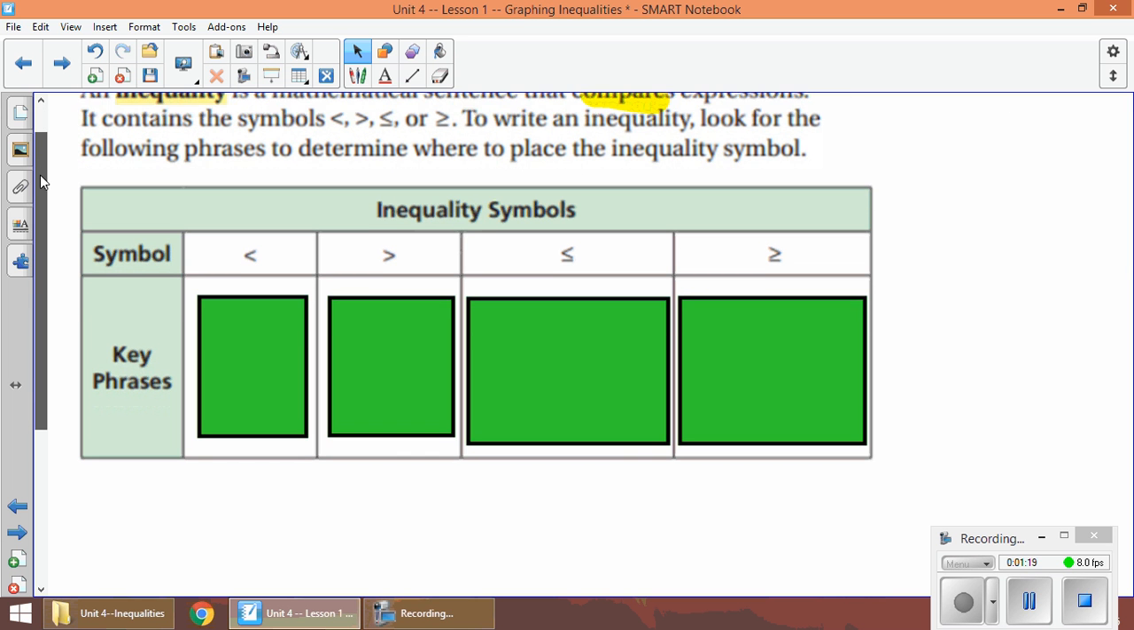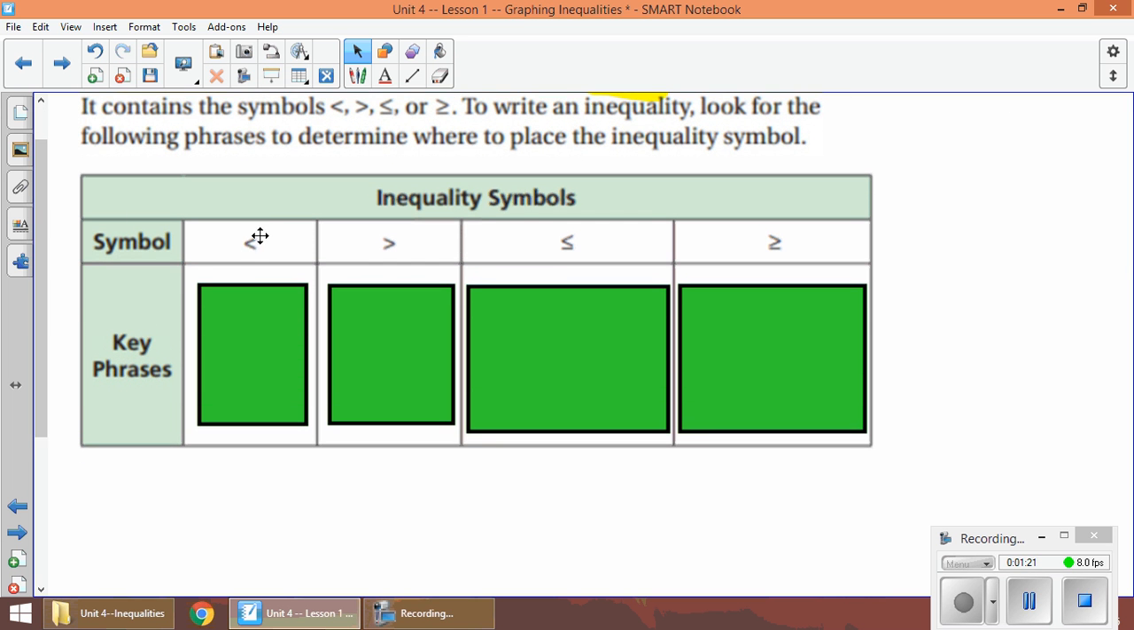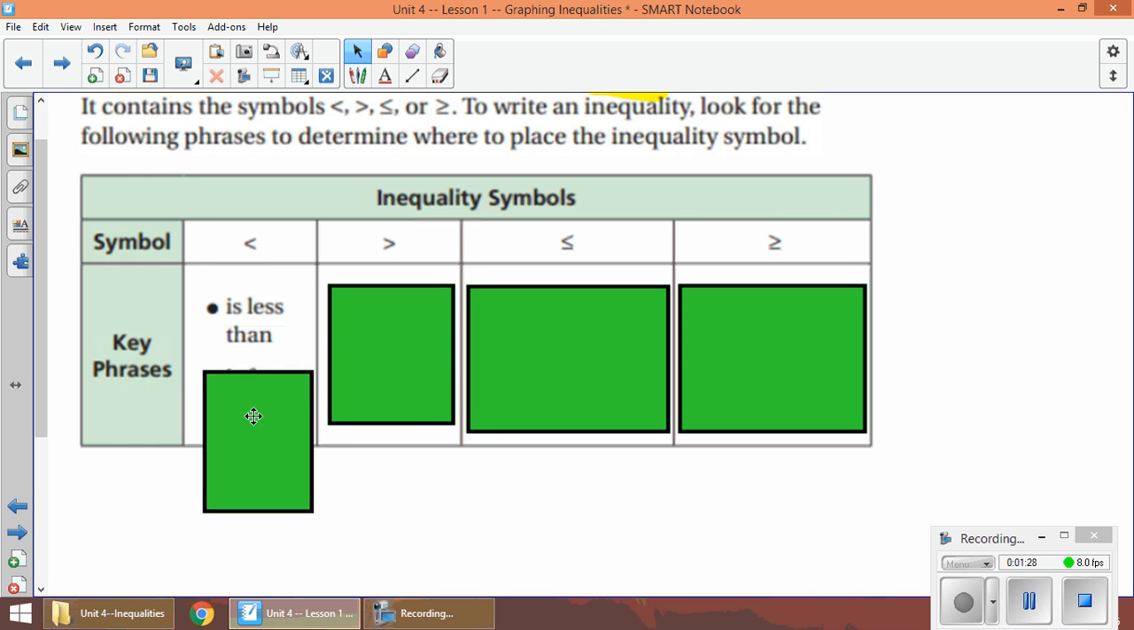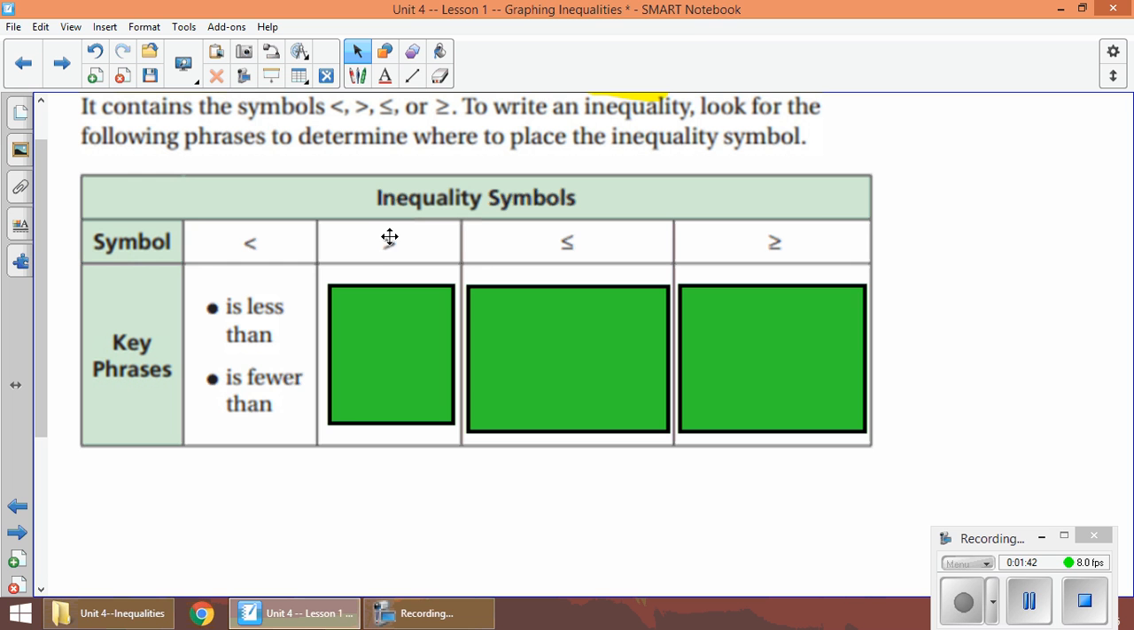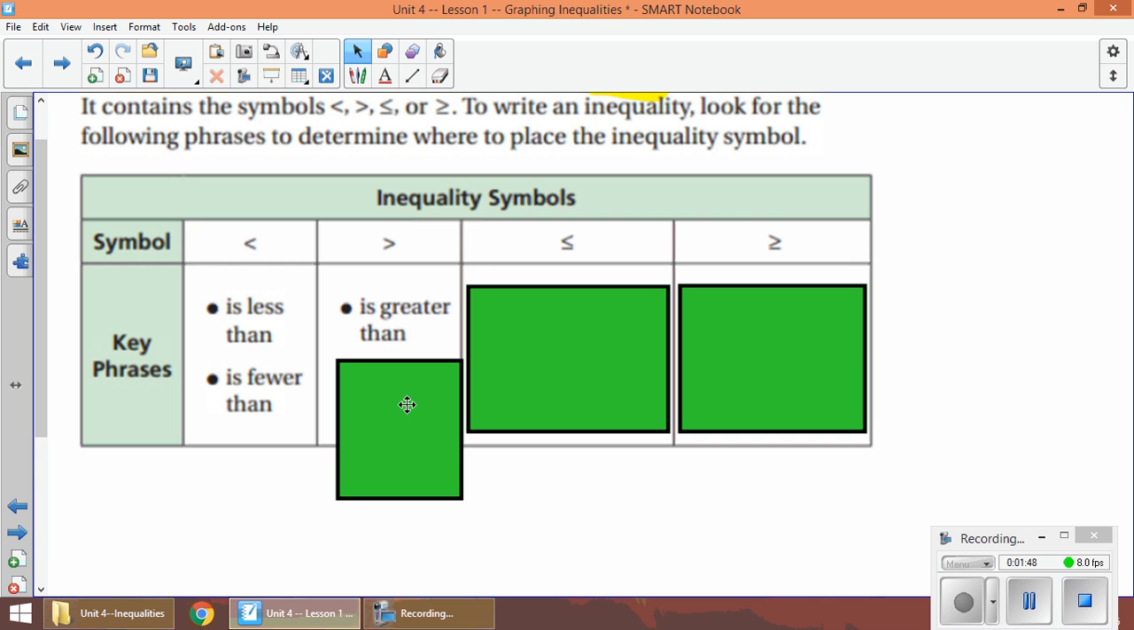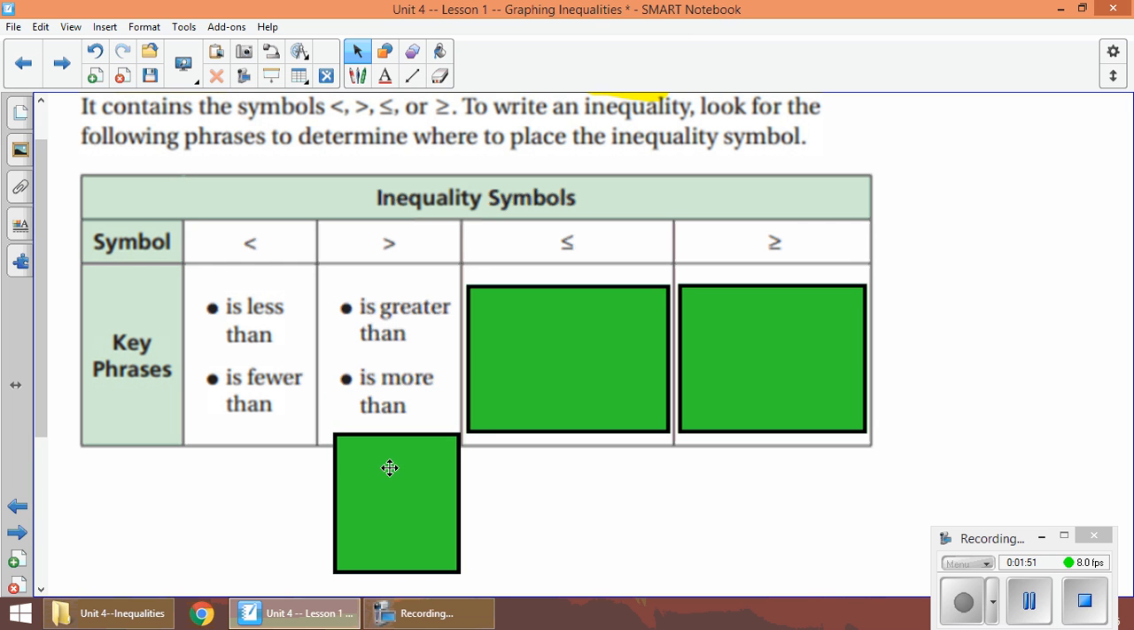So what does that mean? If I want to use the symbol less than, what keywords tell me less than? Well, you can use the word or phrase is less than, or the phrase is fewer than. Okay, to use the greater than symbol, some phrases that mean greater than would be is greater than, is more than.